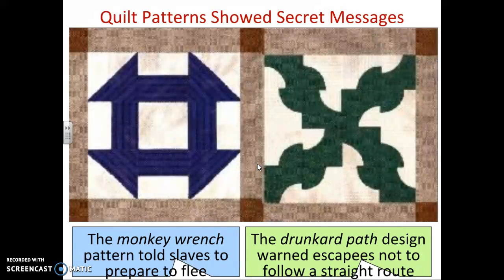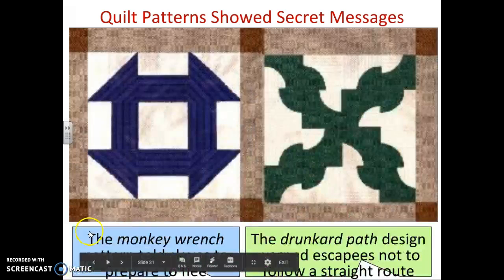These quilt patterns would be examples of showing secret messages. The monkey wrench got slaves to prepare to flee or run, because they were in danger, or the drunkard's path was meant to show them to follow a straight route north, that they were safe to travel to where they were going.